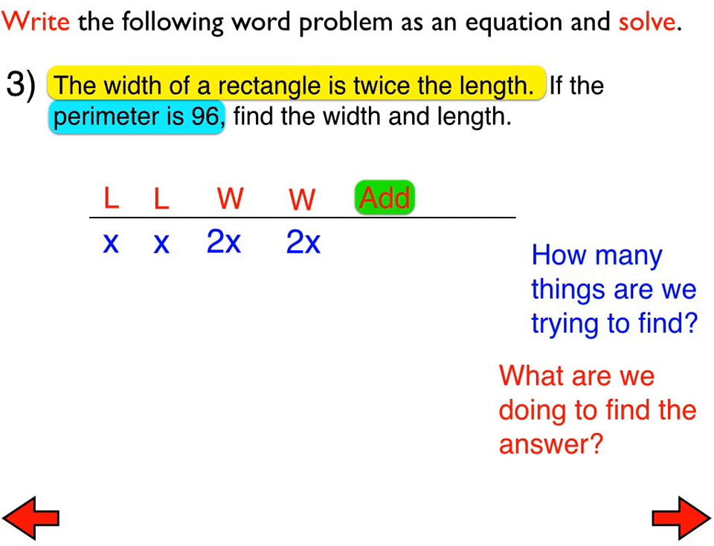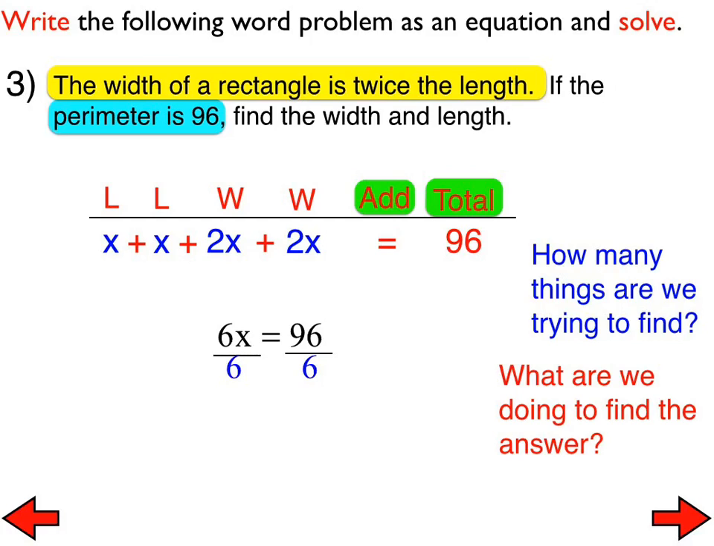Okay, so the equation for this one should be x plus 2x plus 2x equals 96. We gather like terms together. We have an x and x, a 2x and a 2x, that's 6x. So we have 6x equals 96. Divide both sides by 6. We get x equals 16.